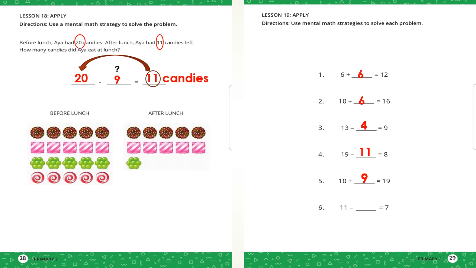The last one. 11 minus what equals 7? We can find it by counting from small number to big number. Count from small, 7 to 11. After 7, 8, 9, 10, 11. How many fingers? 4. So we will write 4.